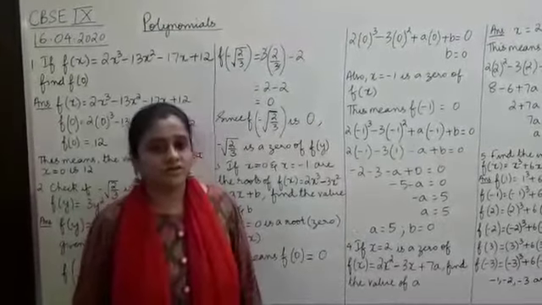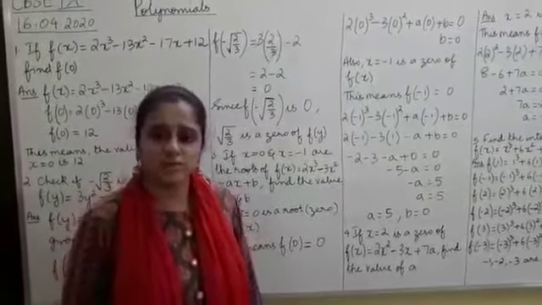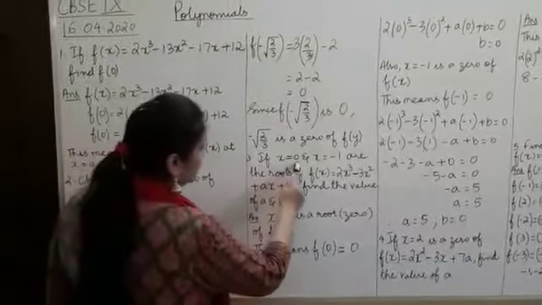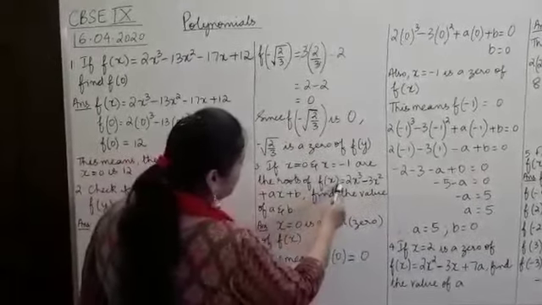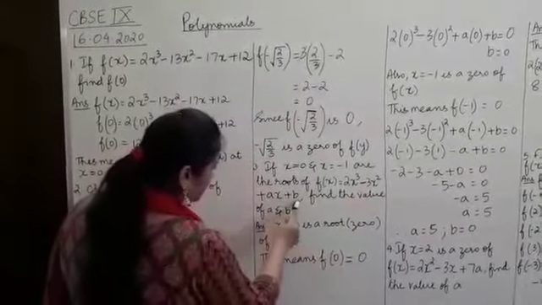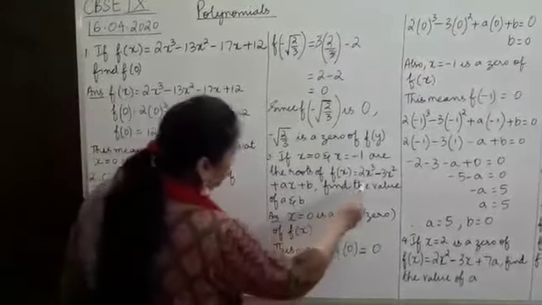So now we've understood that the zero of a polynomial is the same as the root of a polynomial. See this question. If x is equal to 0 and x is equal to minus 1 are the roots of f of x equals x cube minus 3x square plus ax plus b, find the value of a and b.